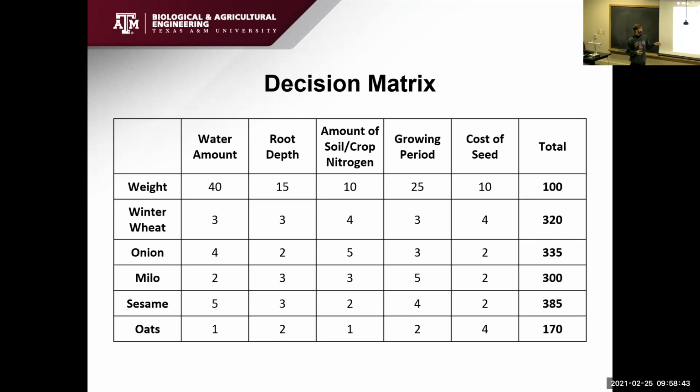But when we looked at all of this, sesame and onion had the least amount of water required, since water is one of our biggest problems out there to focus on. And then also our growing period, a bigger factor, as showing milo and sesame would be one of the top rankings, because the growing period is shorter for them in that 3 to 5 month time span.